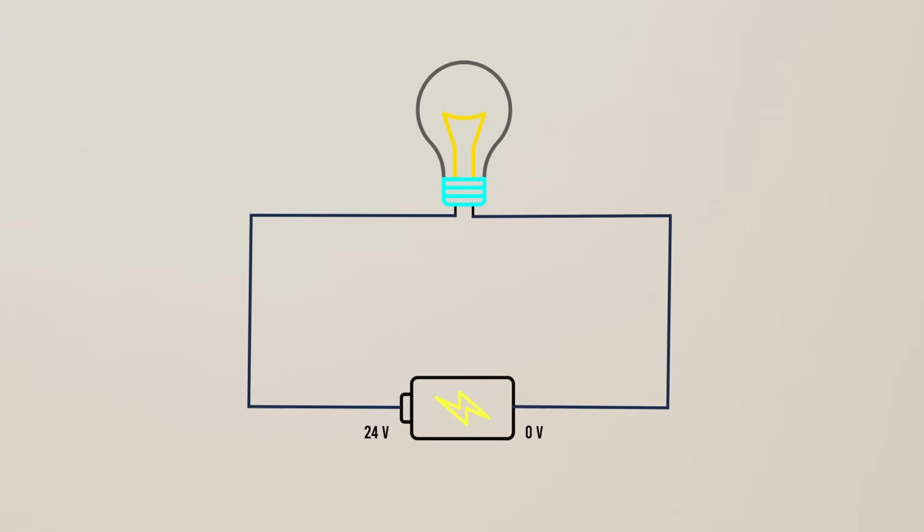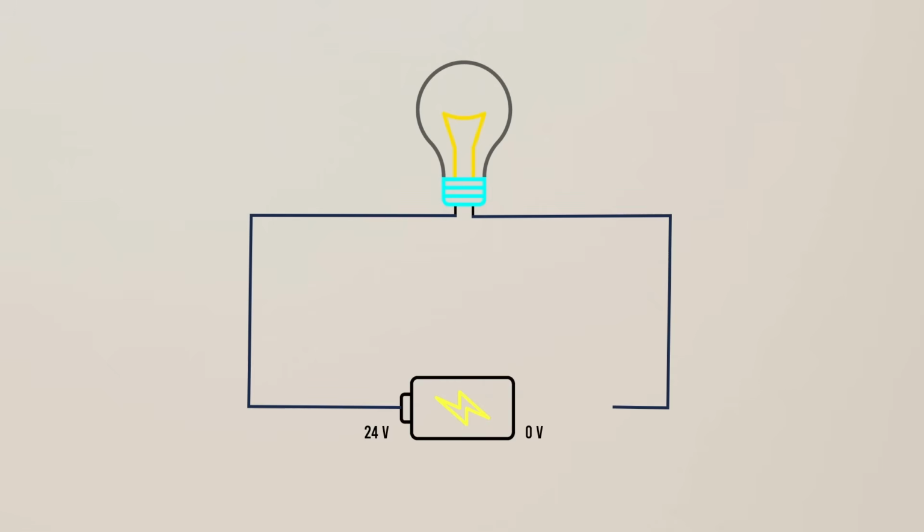Now the circuit is completed, current flowing and the bulb lights up. Now, if both sides are connected to 24 volts, there's no voltage difference, no current flows, so the bulb will stay off. Now, if the circuit is open, again no current, bulb off.